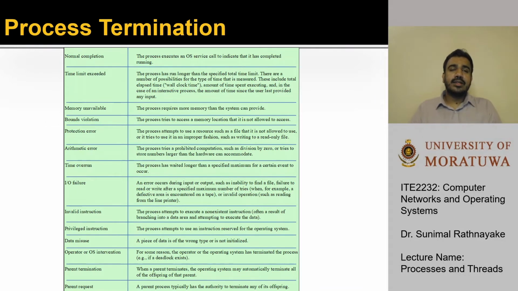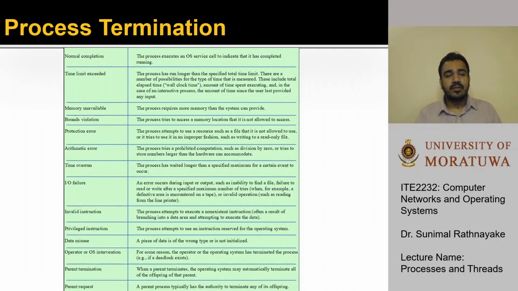Process termination can happen due to various reasons. One is the normal completion of the process. The process executes an operating system service call to indicate that it has completed running. Another is when the time limit is exceeded, for example, the process has run longer than the specified total time limit. There are a number of possibilities for the type of time that is measured. These include total elapsed time, amount of time spent executing, and in the case of an interactive process, the amount of time since the user last provided any input. So there could be some timeout which will trigger the process termination.